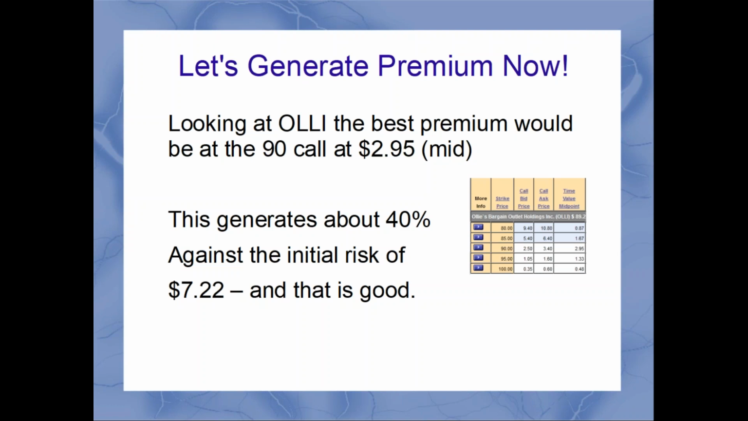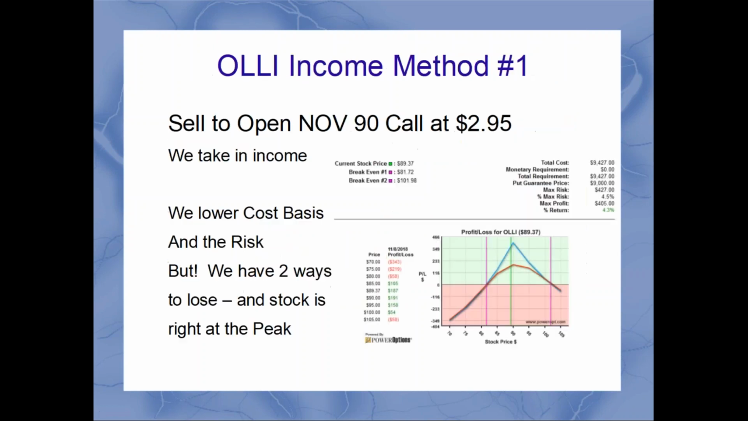Looking at Ollie, the best premium would probably be the November 90 call at $2.95, which is the midpoint. This generates about 40% against the initial risk of $7.22, and that's good. That's what I want to look for. So here we can sell to open the November 90 call today for about $2.95. What happens? You take in income. It's perfect. You're going to lower the cost basis on the position down to 94.27 from that 97.22.